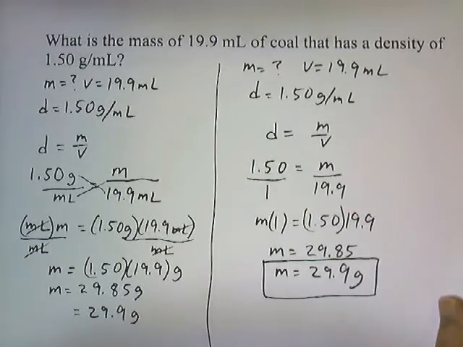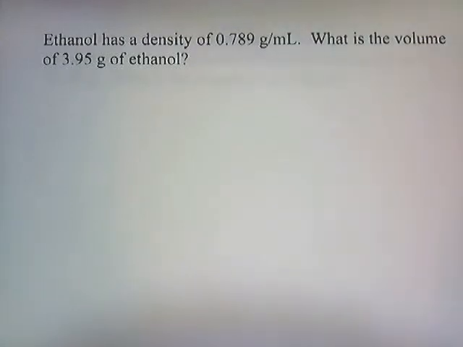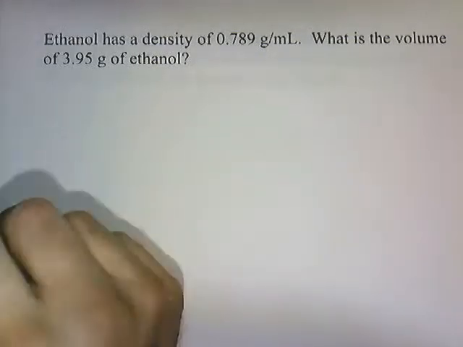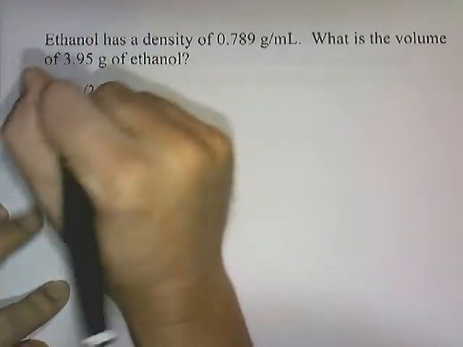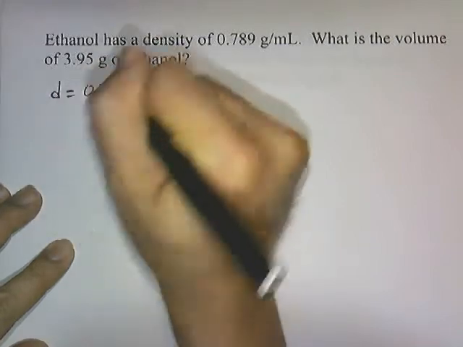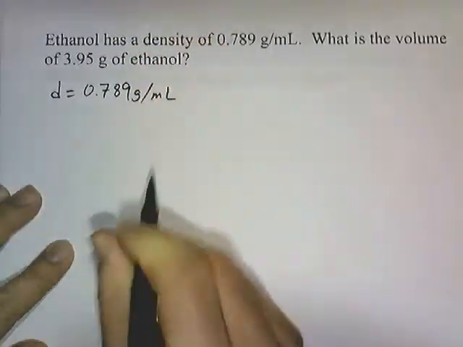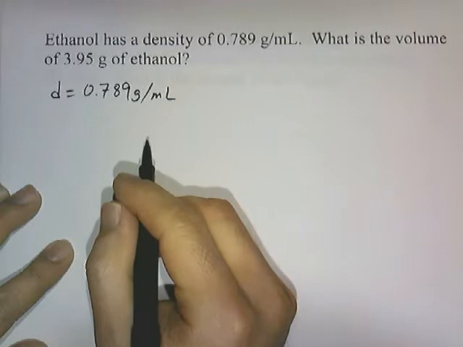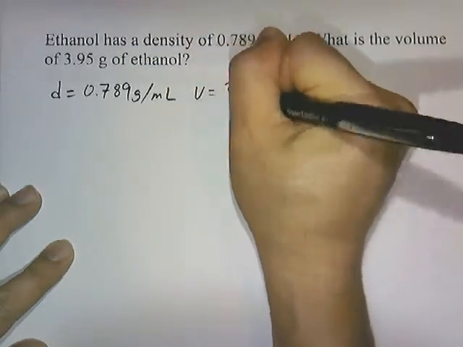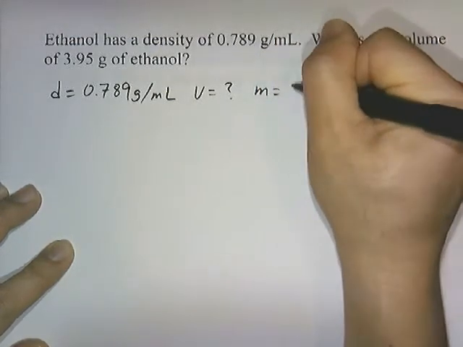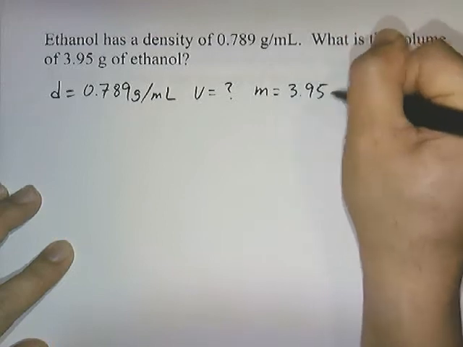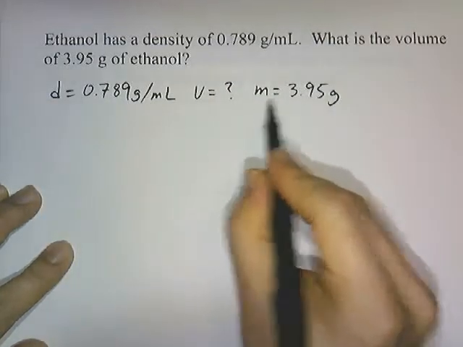All right, let's try another problem. Ethanol has a density of 0.789 grams per milliliter. What is the volume of 3.95 grams of ethanol? Let's see. They're telling us the density. D equals 0.789 grams per milliliter. What is the volume? They're asking for V of 3.95 grams. So mass equals 3.95 grams. Grams is a measure of mass. That's what m is equal to.